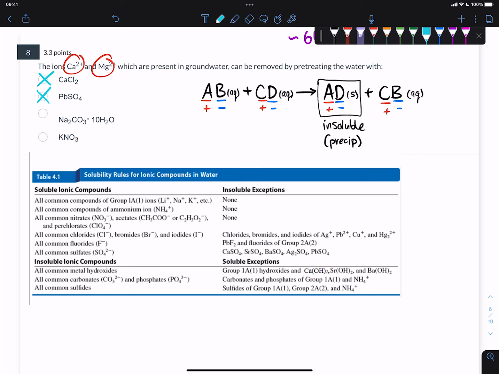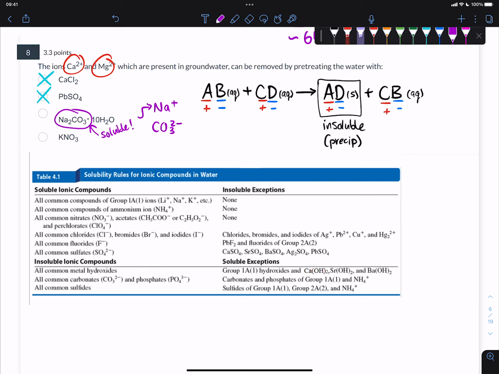Now let's look at sodium carbonate. Sodium carbonate itself is a carbonate, so we go down here. Carbonates are not soluble. That sucks, right? Carbonates are insoluble unless that carbonate is with something from group 1, which sodium is in group 1. So it turns out that sodium carbonate is soluble. Because it's soluble, you could expect to dump it into your water and it would break apart into sodium and carbonate ions. So you get some Na plus ions and some CO3 2 minus ions.